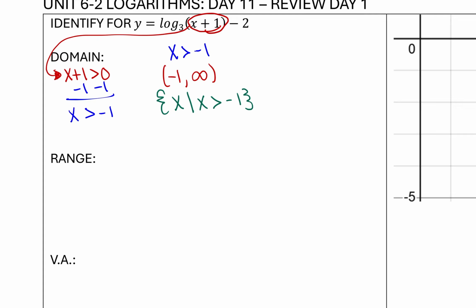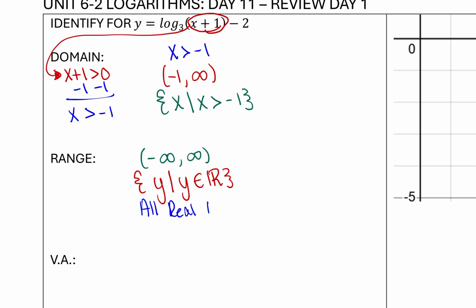Now, for the range, keep in mind that we have mentioned before that the range will be for all real numbers. So we have it for the interval notation from negative infinity to positive infinity. We have the set notation, which is given to us by, for all y's, in which y is going to be an element of the real number set. We also have the verbal description, all real numbers.